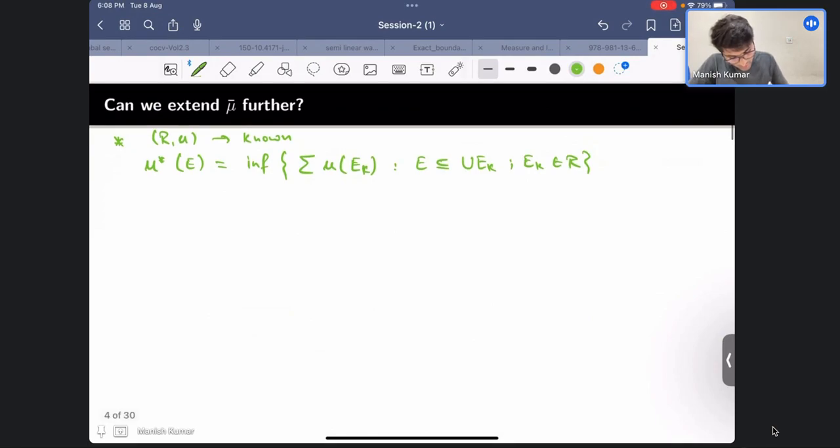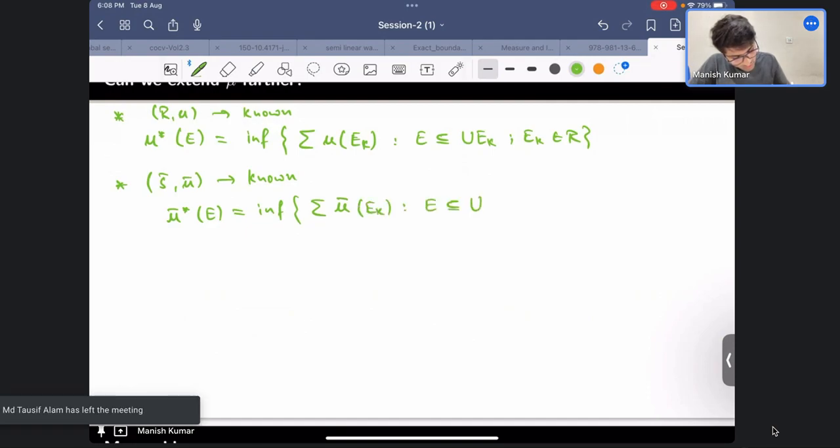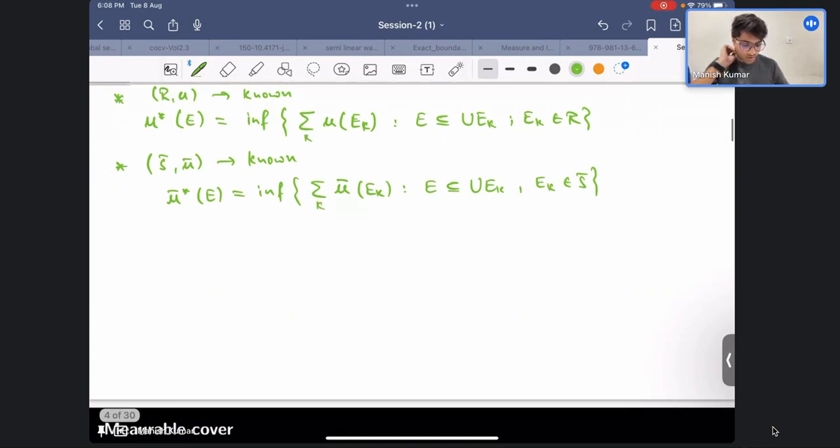Okay, so in a similar way, now instead of this ring R, you have S bar, mu bar. Now this is known to you, let's say. So from there we can define mu bar star of E, which is nothing but the infimum of the summation over k of mu bar of Ek, such that E is contained in the union of Ek, where Ek belong to this S bar. Right, this should be the definition of mu bar star.